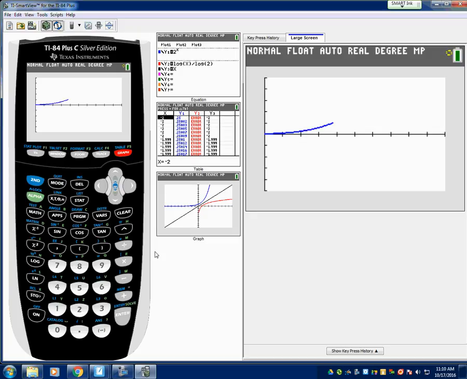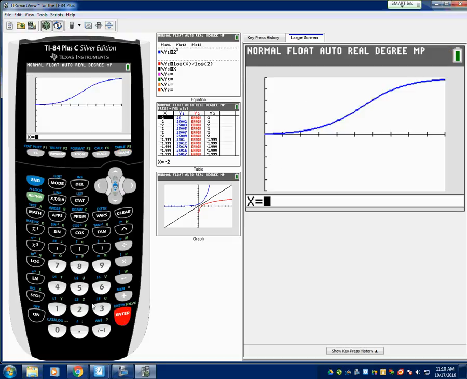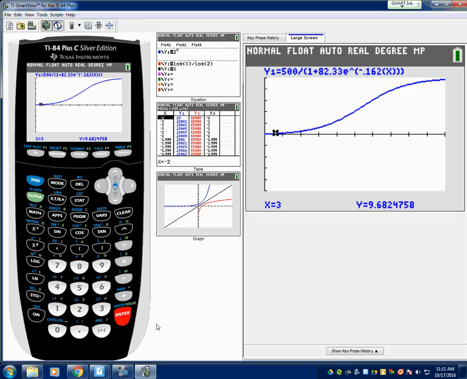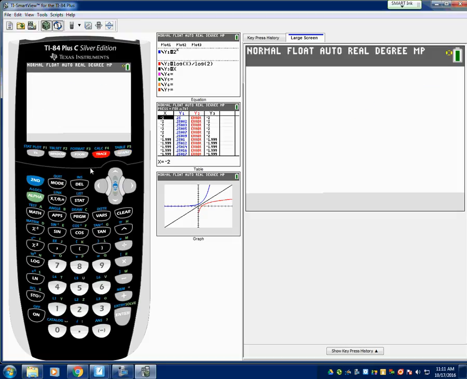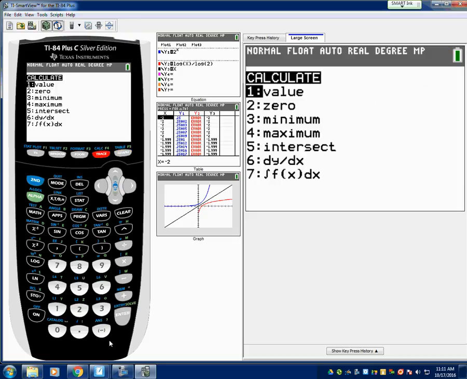You can see at 1, 2, about 3, I'm up near. If you go to second, calculate value and type in 3, it will give you the value of about 9.68 or about 10. And then if I want to find out when the population will be 300, we could type in value again. So second, calculate value. Actually, in this case, we're still correct.